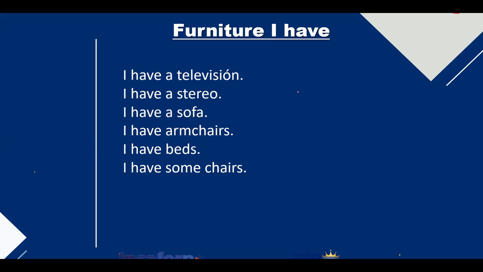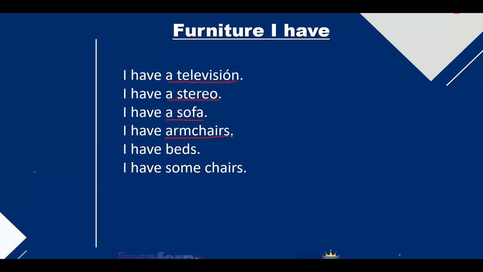Okay, thank you. Si quiero decir estas oraciones utilizando there is and there are, ¿cómo sería la primera? I have a television. There is a television. There are a television. There is a television. Okay, you're right. In the first one, this is singular, right? Si es singular, utilizo there is. Entonces sería there is a television. A stereo is the same, is singular. A sofa is singular, so there is a sofa.